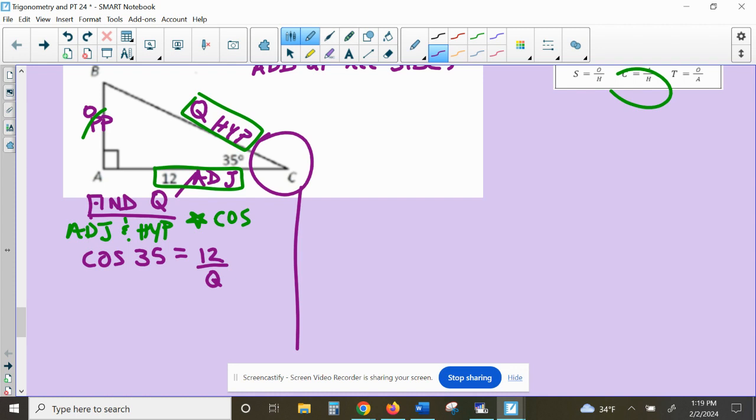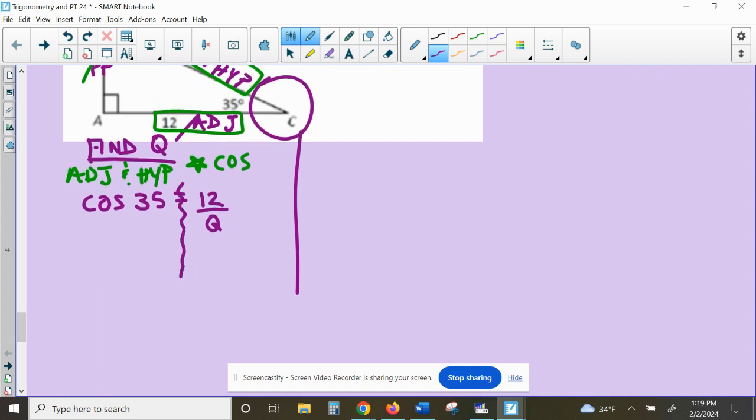Okay, now we got to do some algebra from here, right? Are we looking for angle measures? No. So are we using the second button? No. Okay, so let's do some algebra. So go one side at a time.